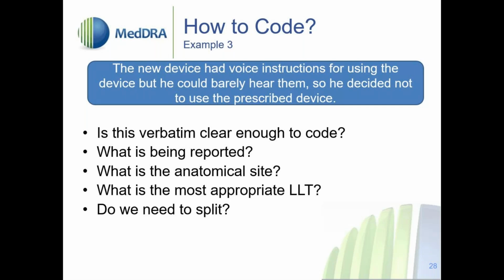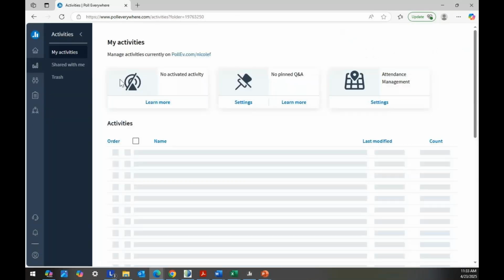So I'm looking at this very carefully and making sure I'm taking into account the sequence of events. So what was caused by what. So here it's an issue with the device. It's some sort of device issue. So what could he barely hear? He could barely hear the voice instructions of the device. And what happened as a result of that? Because he couldn't hear it, he decided not to use the prescribed device. All right, so let's go into the poll EV for the third question and see what people think. What would they choose?